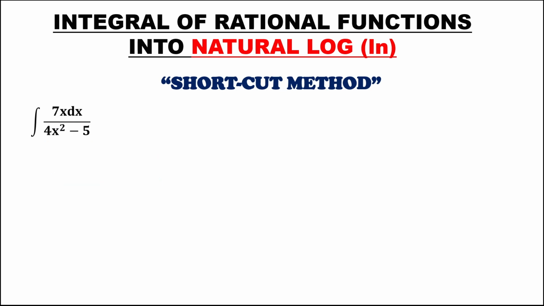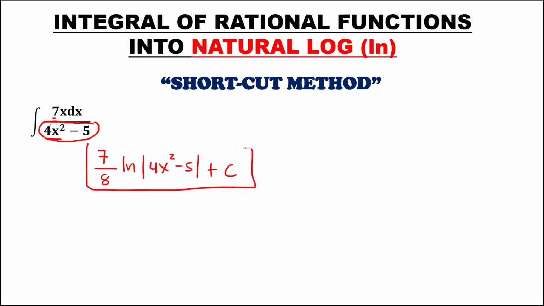Then for this given, to evaluate the integral, put this constant outside, then over the derivative of 4x squared. This is 4 times 2, so we have 8. Then ln, the absolute value of this denominator, 4x squared minus 5, then plus c.